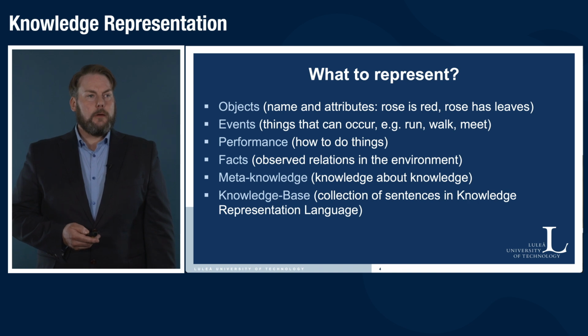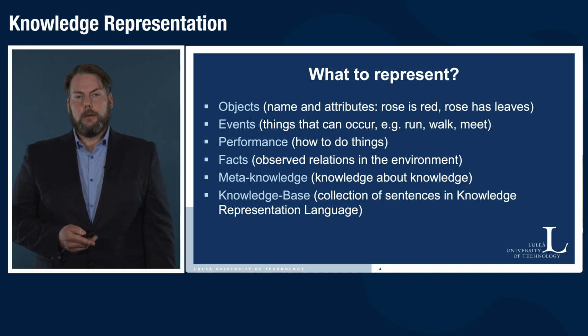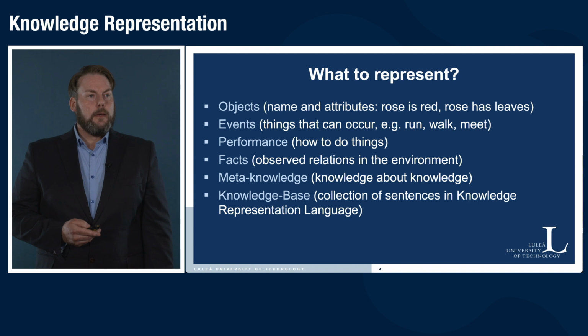In principle, there are several different things that we may want to represent, like objects: the name and attributes of objects, like a rose, has a color, and it has something called leaves. Events, things that occur in the environment, like someone running or walking or meeting someone else. And performance, how to do things. Can also be facts, observed relations in the environment, or observed objects with names in the environment.